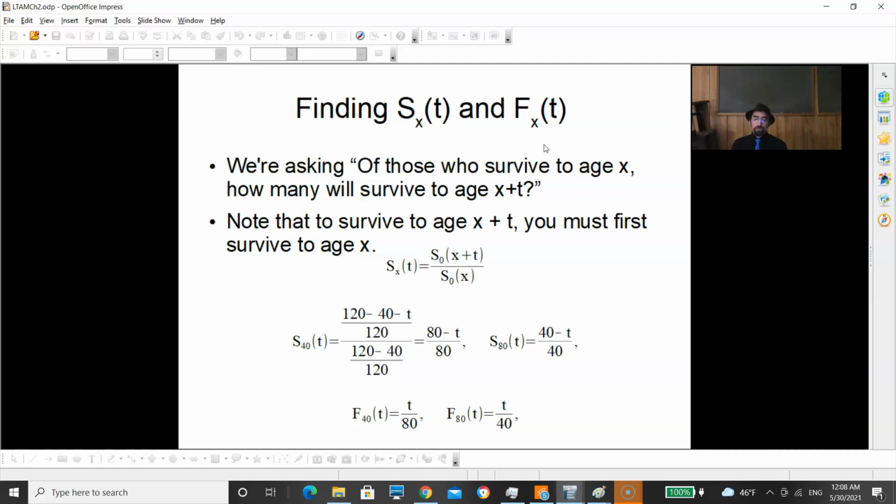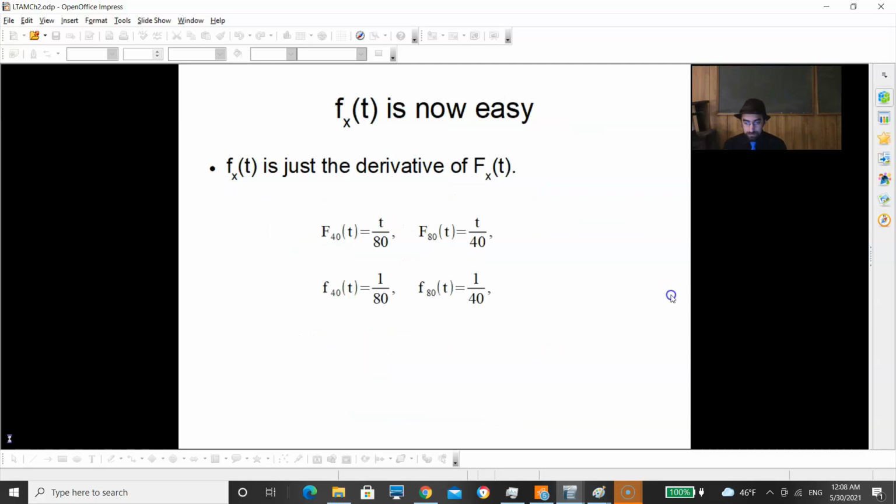For the cumulative distribution function, big F sub x, you just do 1 minus big S sub x. So big F sub 40 of t is t over 80, big F sub 80 of t is t over 40. Once we have that, for little f sub x, you just take the derivative of big F sub x. So we get little f sub 40 is 1 over 80, and little f sub 80 is 1 over 40, which is exactly what you'd expect for a uniform distribution.